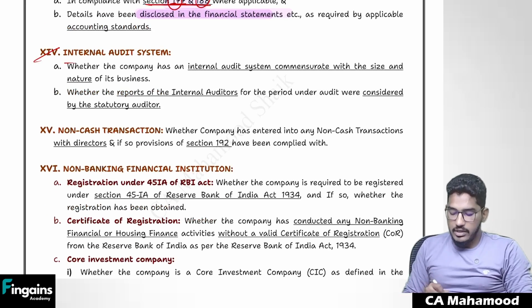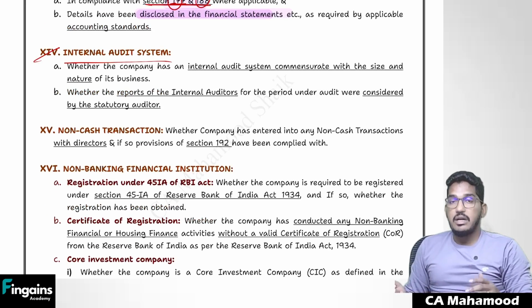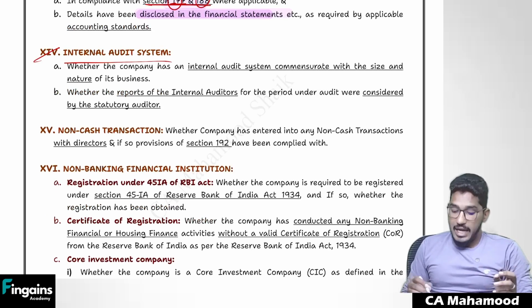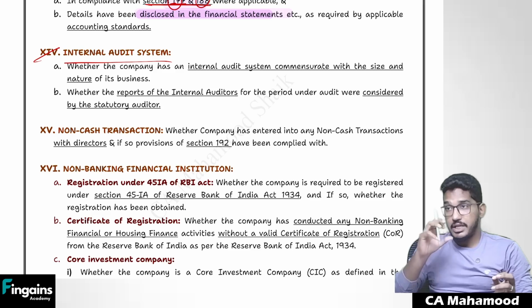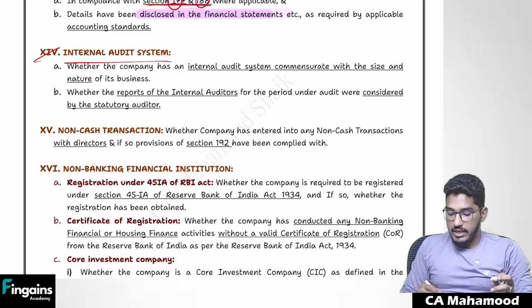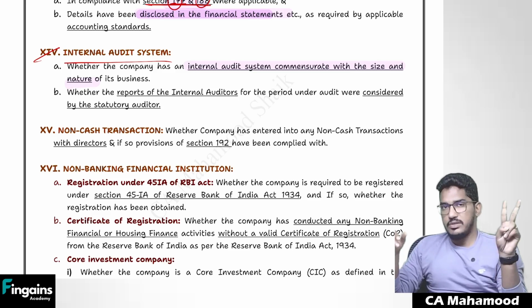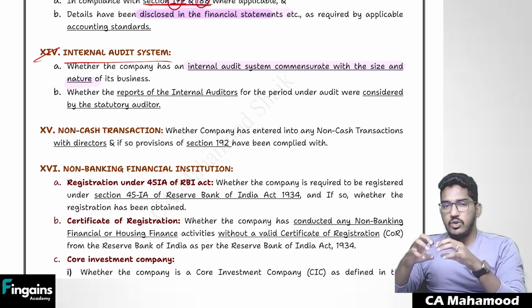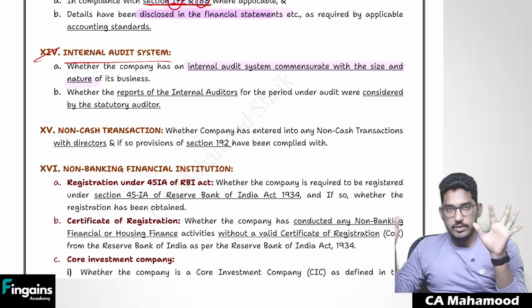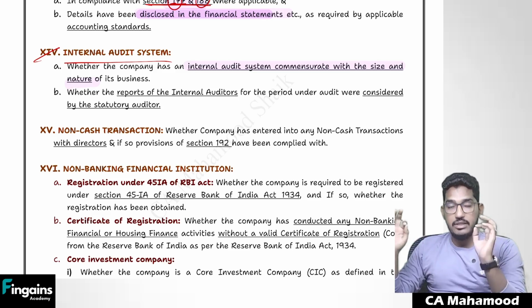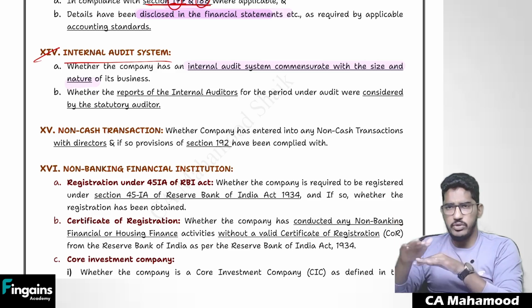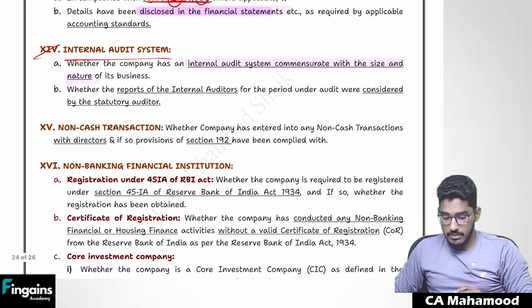Then we have 14, internal audit system. I need to give a comment regarding internal audit also. I need to comment whether the internal audit team my client has is commensurate, is it matching with the size and nature of the business. For example, my client is of the size of Reliance, but their internal audit team has only 2 persons. You tell me, is the internal audit matching with the size of the company? No. So I have to give that comment whether the client's internal audit team is commensurate with the nature and size of the company.